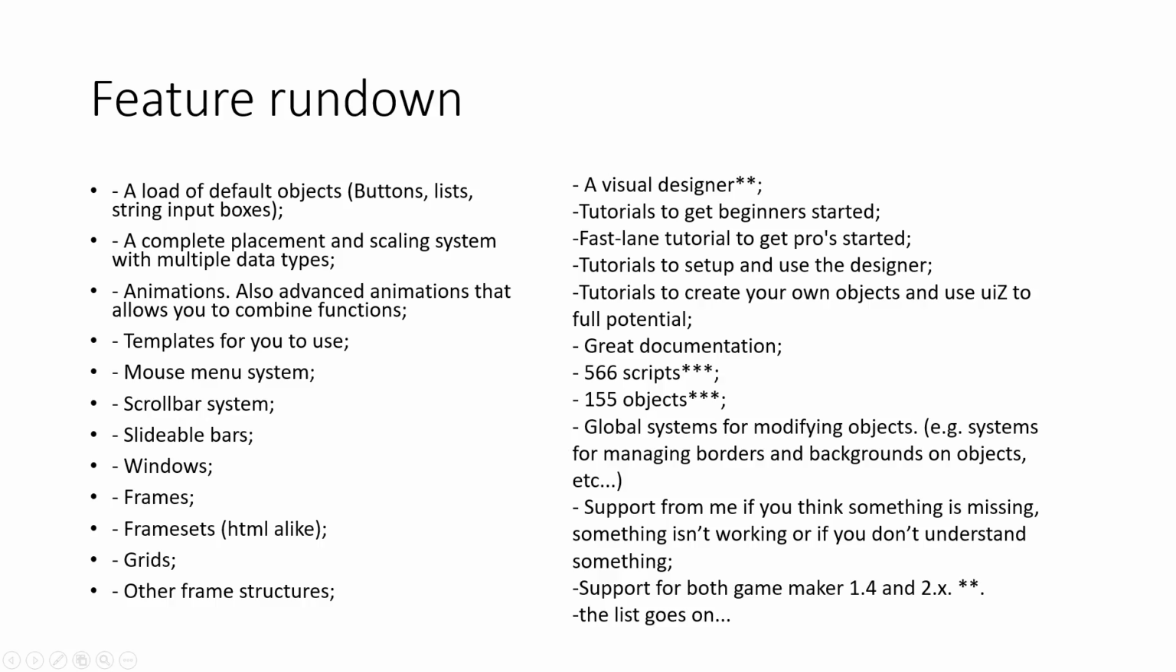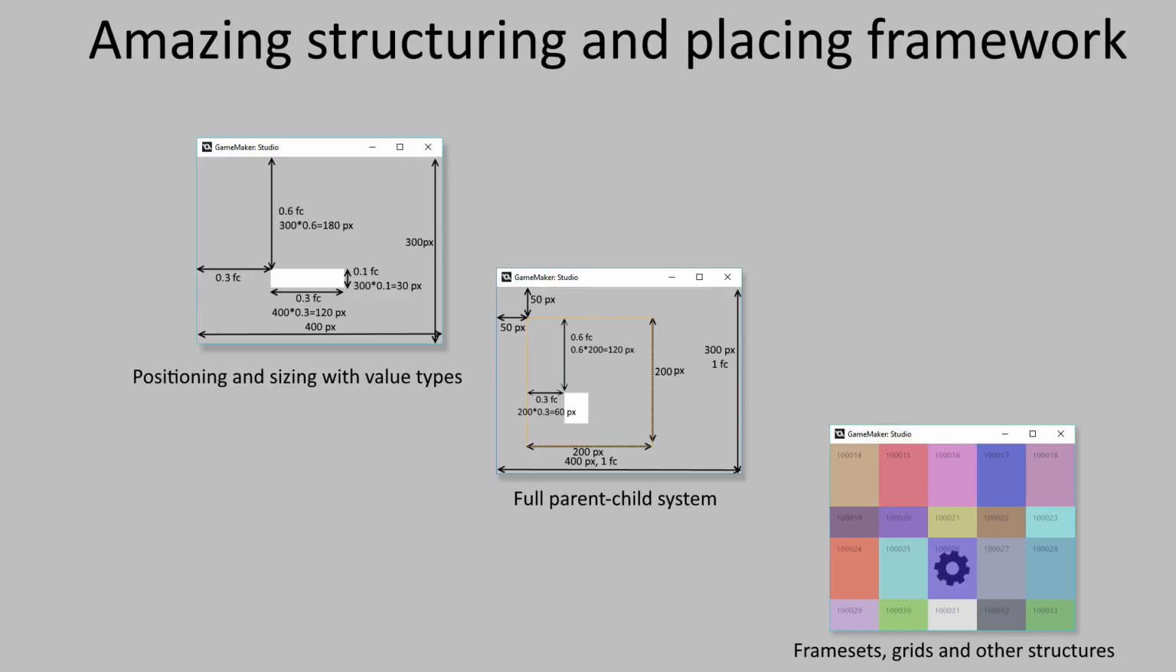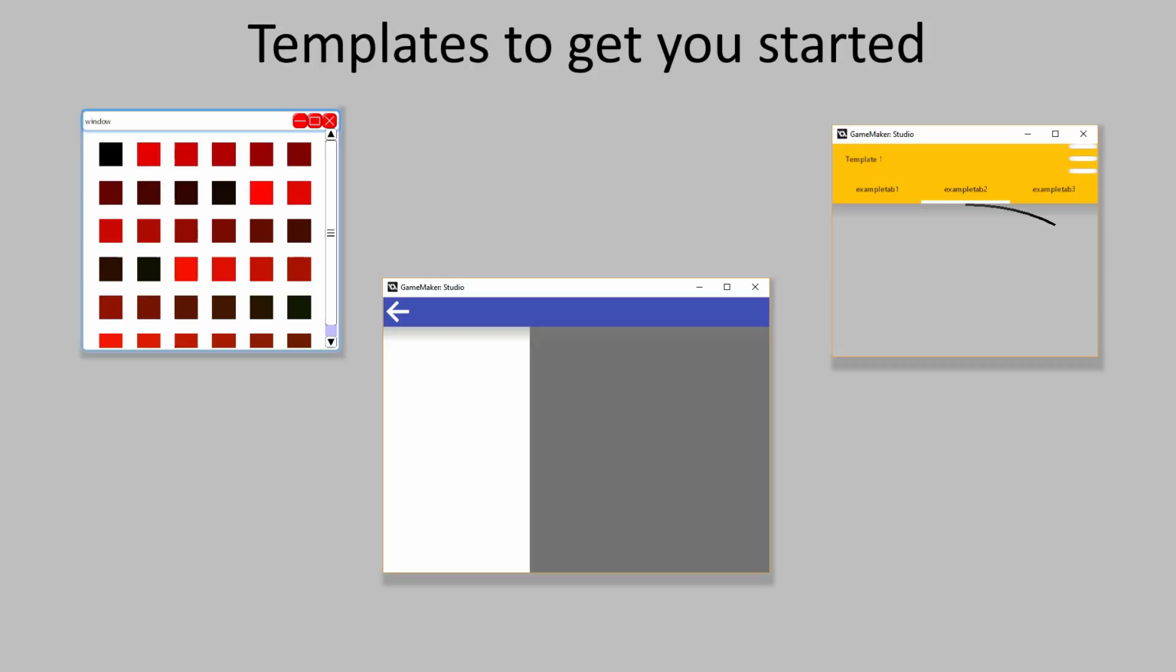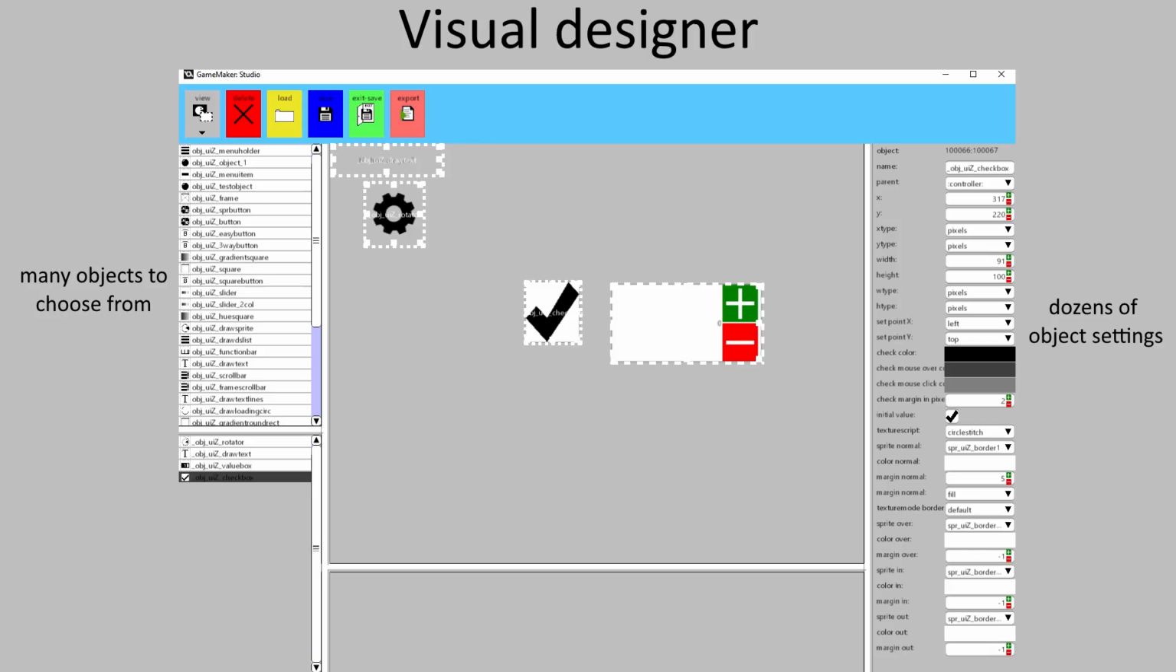For the sake of it, let's just run along some of the features. There are over 50 default objects to place. A lot of features to structure your UI in ways you want. A few template applications and template objects. A complete window system, a visual designer, although it would be wrong for me not to mention here that this is not actually available on GameMaker Studio 2.0. It is on GameMaker 1.x, but because this designer edits your GameMaker project files itself, it doesn't work with the vastly different file layout that Studio 2 uses.